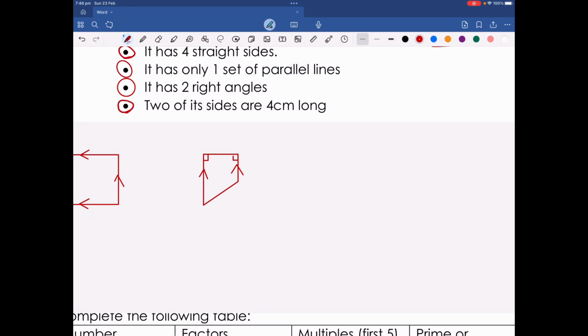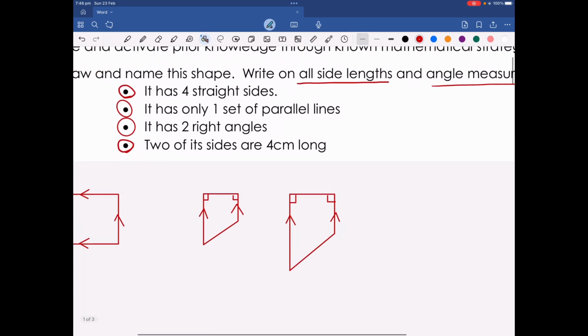Alright, and the last one. 2 of its sides are 4 centimeters long. Well, if we had another go at this and drew at least 2 of the sides about the same length, that should do it. So they're the same length. Maybe do this one a bit longer, perhaps like that. And we need to have our right angles in there and our parallel lines. So this shape satisfies this one. So it has 4 straight sides. So 1, 2, 3, 4. And it's one set of parallel lines. It has 2 right angles.